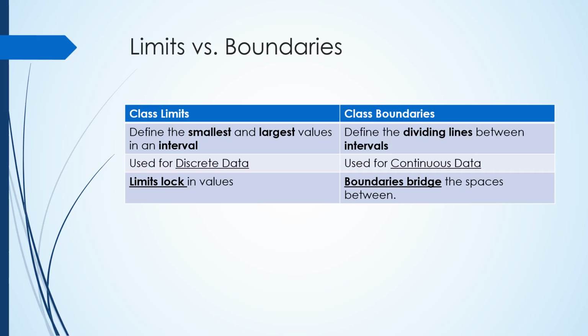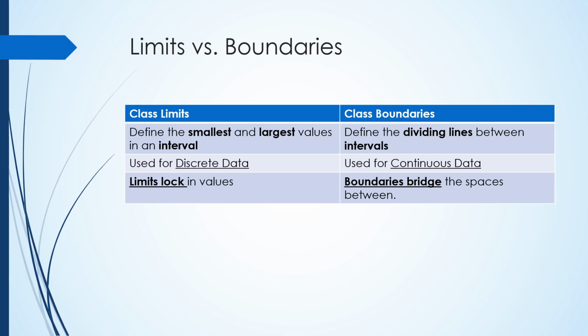Now that we've talked about class limits and class boundaries, let's break down the key differences between them in a way that makes them easier to remember. First, class limits define the smallest and largest value in a class interval. Think of them as fixed points that set the range for each class. These are mainly used for discrete data where each value stands on its own without blending into the next. On the other hand, class boundaries act as the dividing lines between intervals. They ensure a smooth transition from one class to the next, avoiding any gaps or overlaps. These are used when working with continuous data, where values can take on decimals and don't have clear breaks between them.